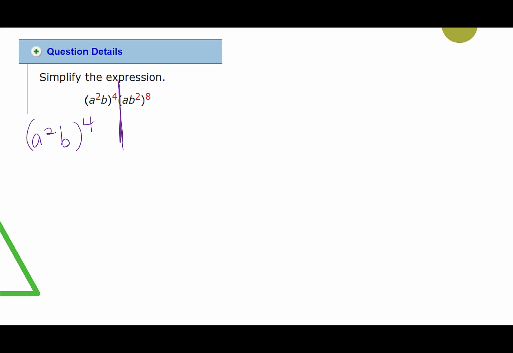We're going to use the power rule to start us off with this problem. The power rule says that when an exponent is raised to an exponent, you can multiply those together. So this becomes a to the 8, b to the 4th. Let's leave that part alone and do the same thing to the other side. This is ab squared raised to the 8. That becomes a to the 8, b to the 16th.